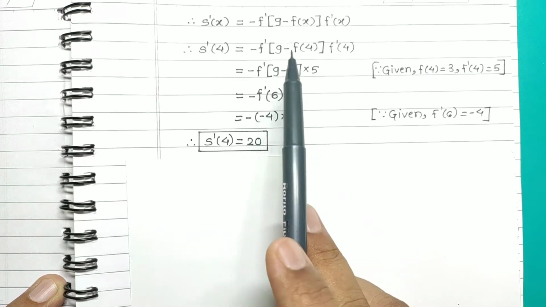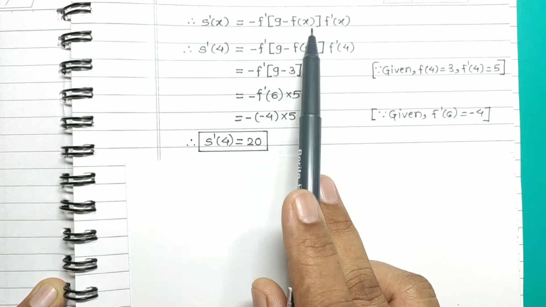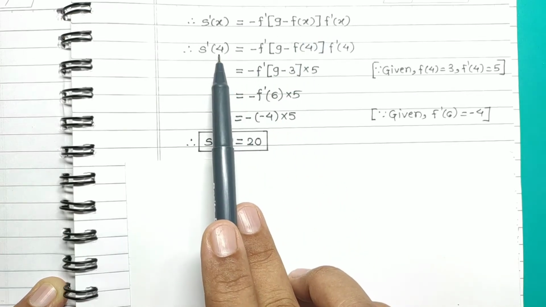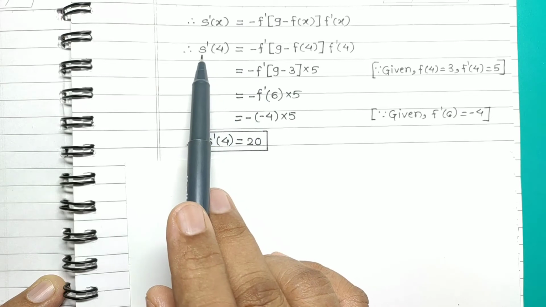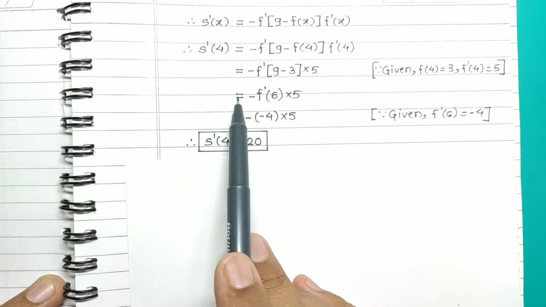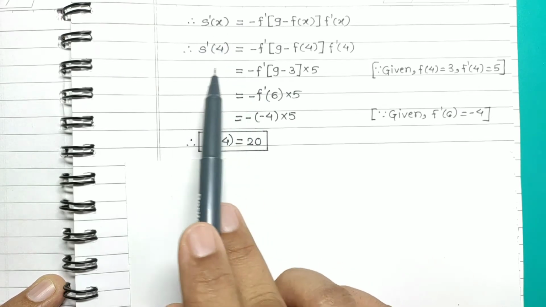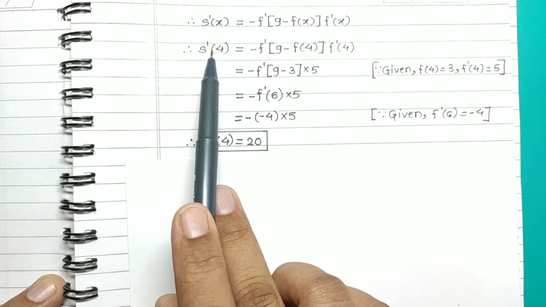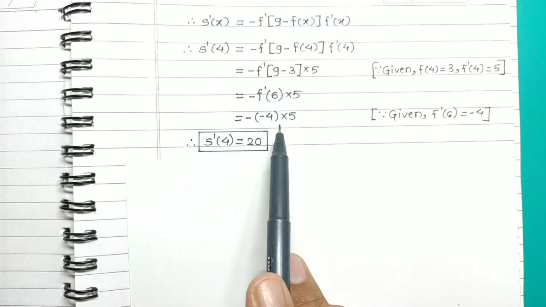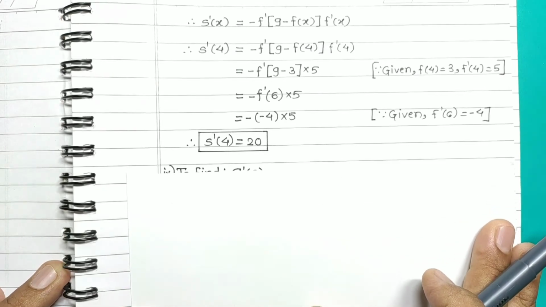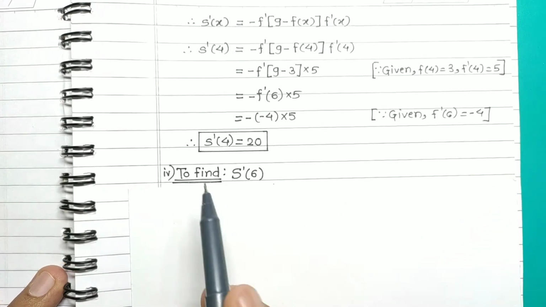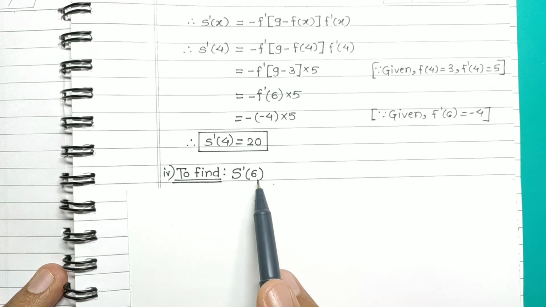See, once you get this derivative, then it's very easy to find out s dash of 4. See, note the meaning of this notation properly. We know the concepts properly, then only you can calculate it very easily. Okay. Then in the fourth sub question, we are asked to find out s dash of 6.